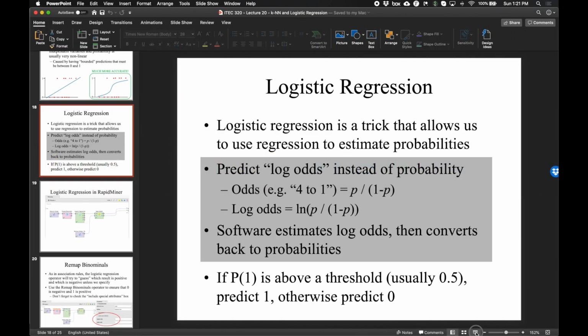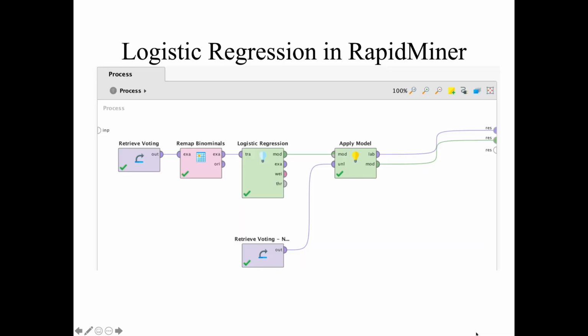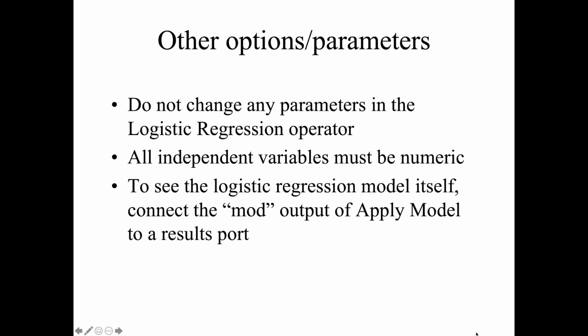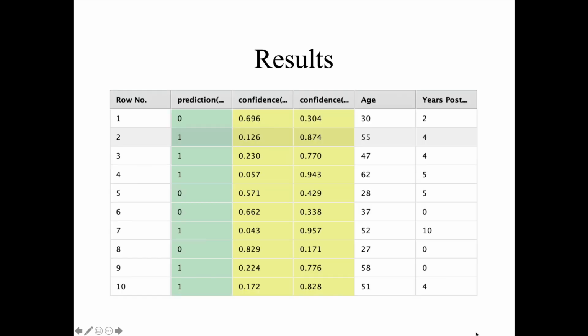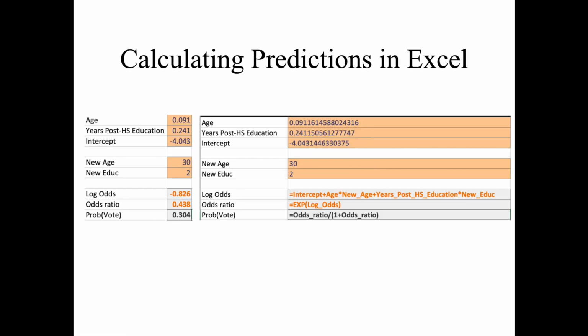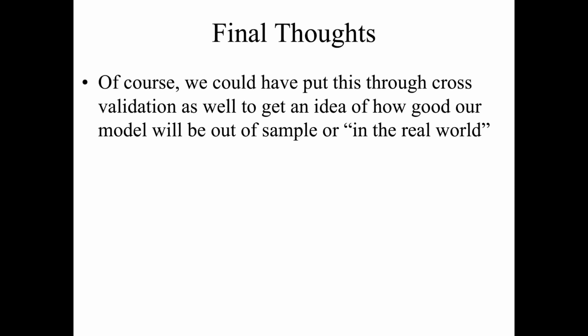And what you'll see in the rest of the slides today is walking you through a little bit of that. How would you do this in RapidMiner? What do you do with the remap binomials? What do you do with other options? And what do the results look like? A little bit of information about how we interpret this. P-values, again, have the same meaning, so close to 0 is more significant. And don't forget to check out what we did in Excel so you can see what we did.